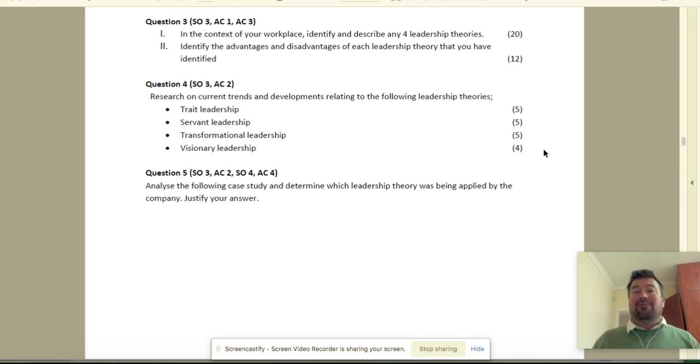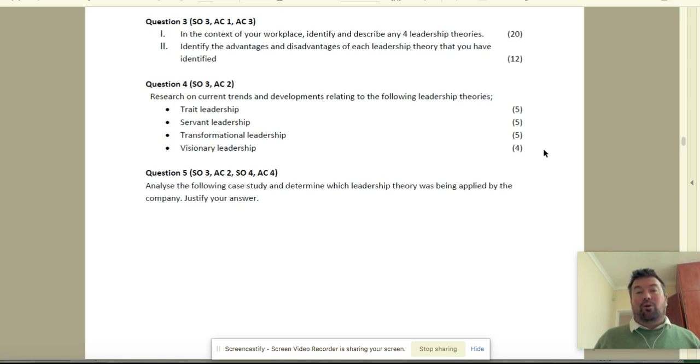Remember that you never get a pure leadership theory. It's always going to be these elements of that leadership theory that is applied within our business. How is it applied within your business? Then, question number 2, identify the advantages and disadvantages of each leadership theory that you have identified. So, based on you implementing that leadership theory within your workplace, what are the advantages and what are the disadvantages to having that theory as part of your leadership understanding? Okay, so that's how you're going to answer that one.